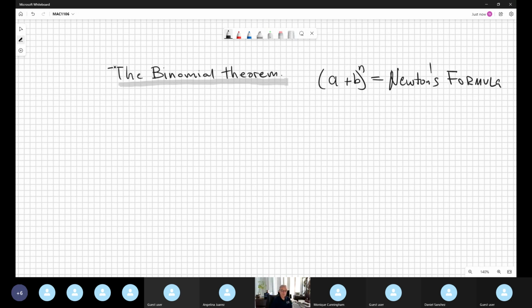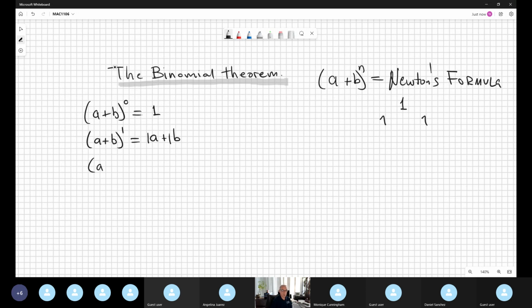So, for example, a plus b to the 0 power is 1. Let me copy this one here, because I want to investigate the pattern of this. A plus b to the 1 power is a plus b. Because it's the same, no? I want to copy this coefficient and this coefficient here. 1, 1.